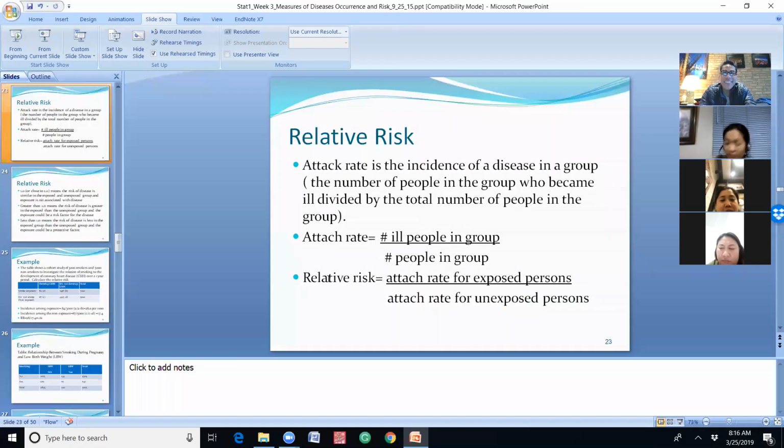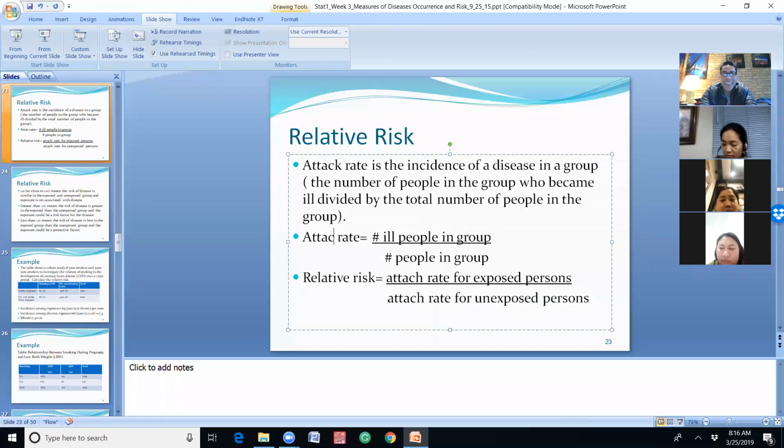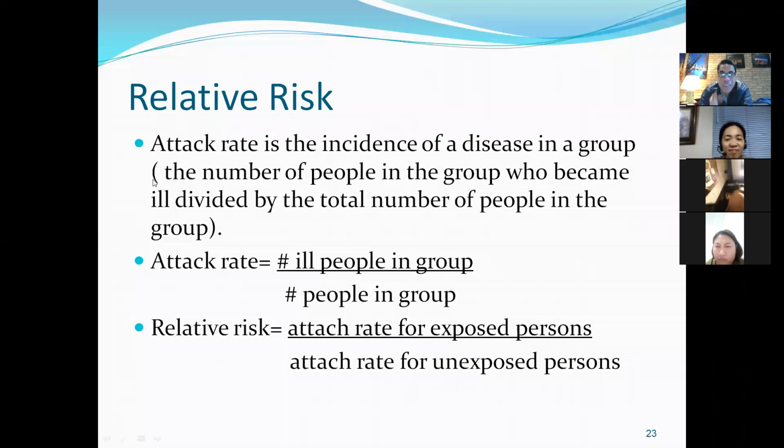I see a typo here. This is an early morning typo for me most of the time, but I can see it now that I'm awake. The attack rate is the incidence of a disease in a group: the number of people in the group who became ill divided by the total number of people in the group. So first, you need to determine the number of ill people in the group and divide it by the total number of people in the group.